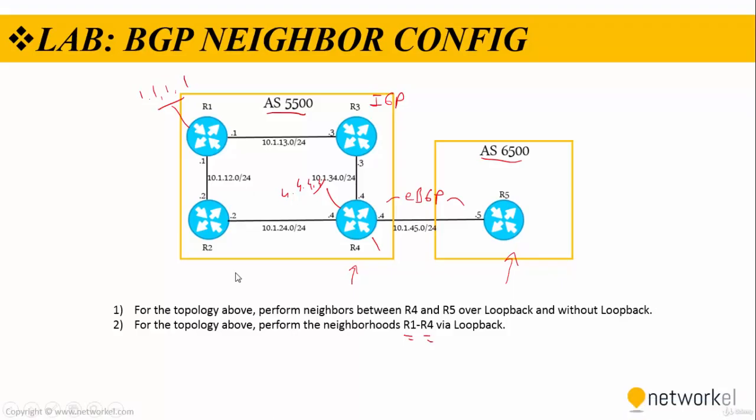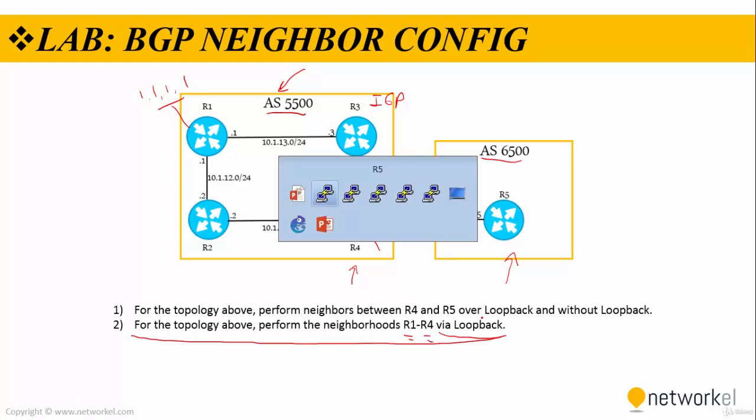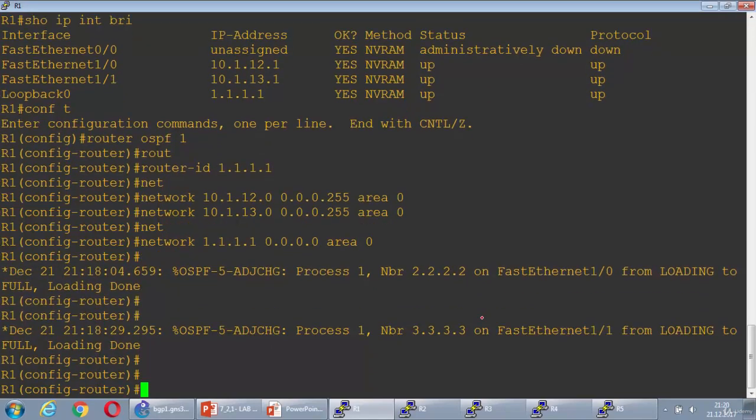Okay, I finished my OSPF configuration in the autonomous system, and let's start with the second step now. We need to perform a neighborship between router 1 and 4 via their loopback. Okay, they're in the same autonomous system as you can see. Let's go to 1 and 4. I'm in router 1.